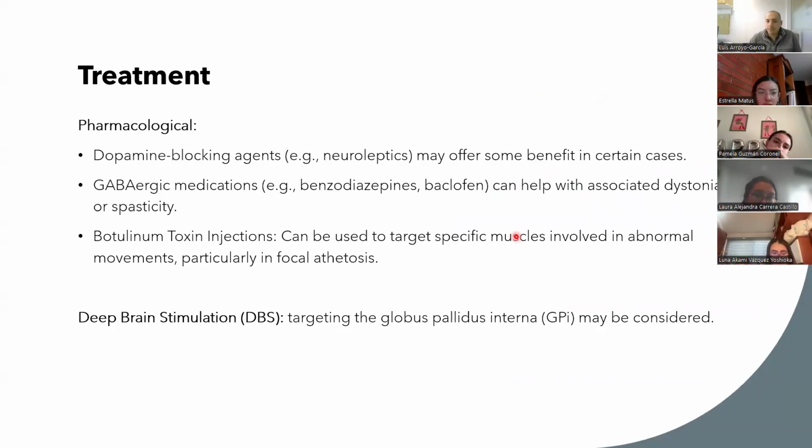Again, dopaminergic blocking agents, GABAergic medications to help with this. And actually, they have seen that if you don't go to the brain, but go to the muscle, like with botulinum toxin, it can actually be used to target these muscles.